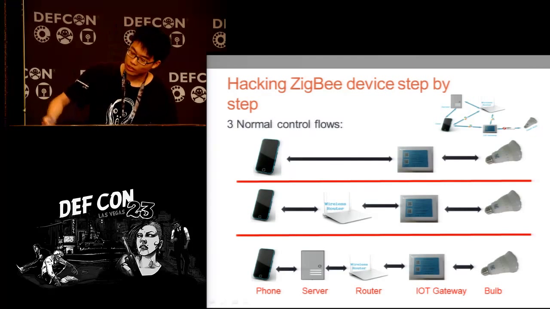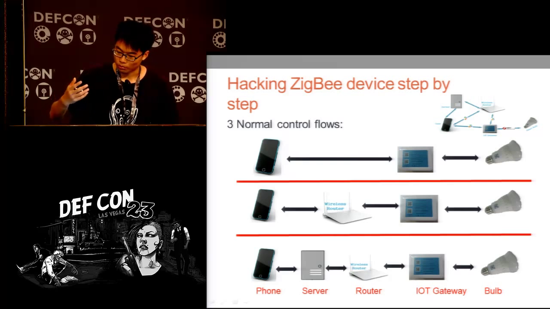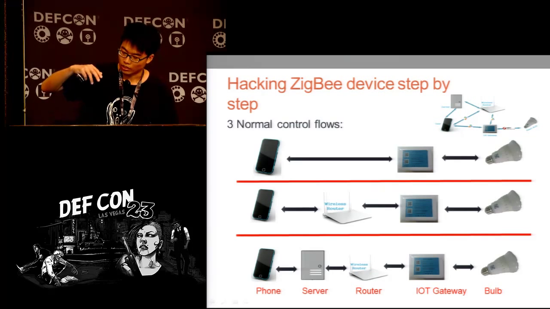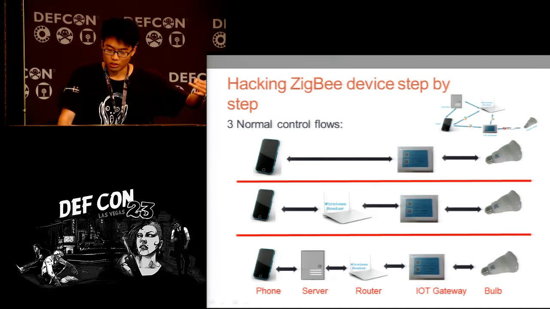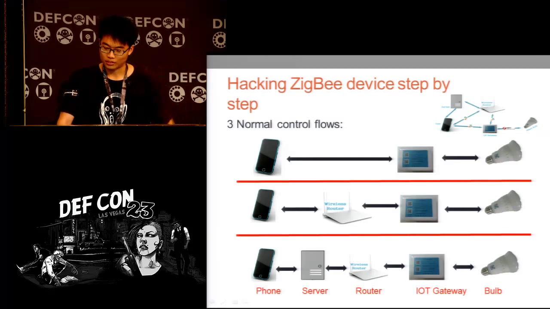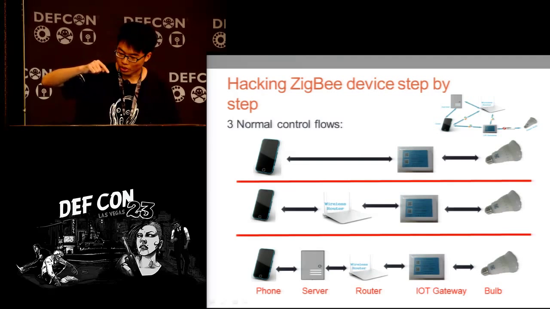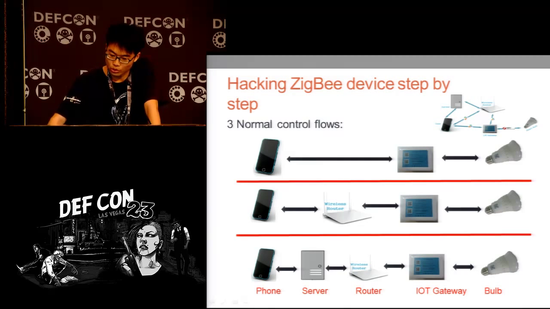So here are the three normal control flows. Your phone connects with the IoT gateway, and then connects with the bulb. Or your phone connects to the wireless router, and the router connects to the IoT gateway and then to the bulb. Or the phone just uses 4G or 3G or 2G, goes through the internet, connects to the server, then to the wireless router, then to the IoT gateway. Then it's our target. So what we want is to directly control the bulb via our own ZigBee node. That's just the ZigBee node to the bulb. So that's how we hack it.